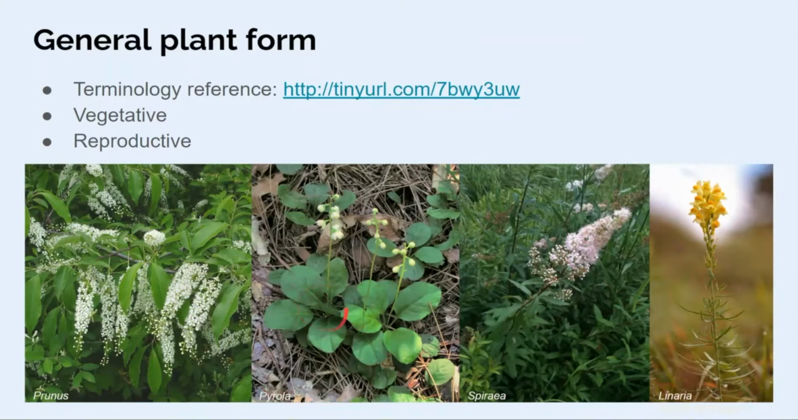This one, pyrola, has leaves at the base and then a stalk dedicated to producing flowers. Here's a tree, cherry tree. It's got leaves throughout, but then it's got these bits of flower cluster produced kind of along the branches. So what I want to show you is that you can usually look at a part of a plant and say, vegetative, reproductive.